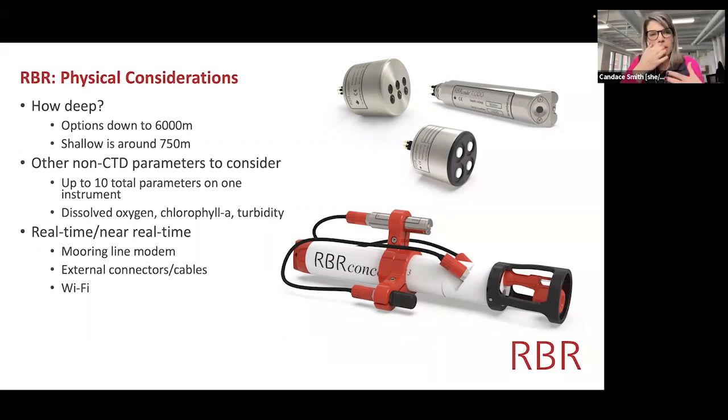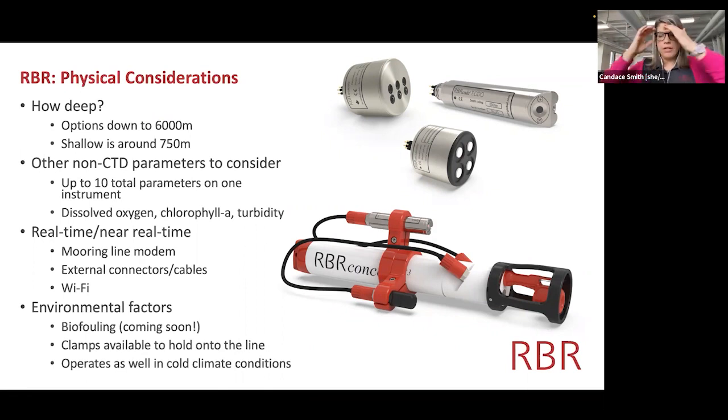You can use external connectors and cables. We do have those options. Again, talk to your sales rep about what's going to work best, because there's a limit to the length of the cable and how fast the data can be transferred and everything. And then you can also use the Wi-Fi that I mentioned earlier as a data transfer piece. You can get the data off of the instrument without opening it up and download it and then share it on Dropbox or whatever.